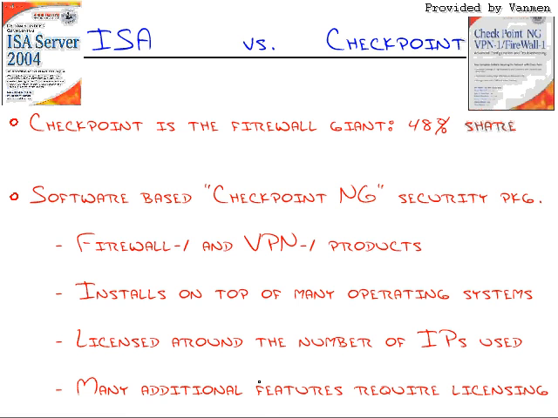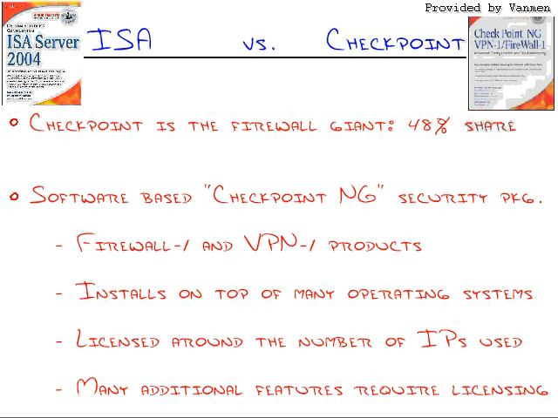Checkpoint, on the other hand, has a lot of additional features that do require licensing. For example, Checkpoint supports something known as VPN quality of service, which means you can prioritize packets through a VPN connection. Certain packets have priority over others, and they'll advertise that. ISA Server does not do VPN quality of service, and I'll talk more about what that could be used for and why it's not that big a deal, at least today.